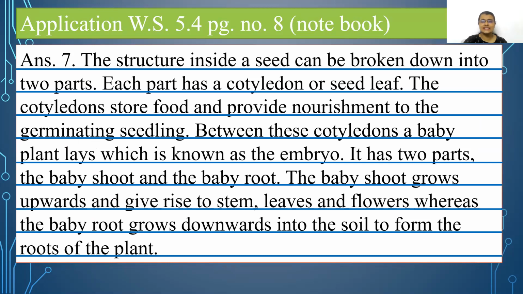So, the structure inside a seed can be broken down into two parts. Each part has a cotyledon or seed leaf. The cotyledons store food and provide nourishment to the germinating seedling. Between these cotyledons, a baby plant lies, which is known as the embryo. It has two parts, the baby shoot and the baby root. The baby shoot grows upwards and gives rise to the stem, leaves, and flowers, whereas the baby root grows downwards into the soil to form the roots of the plant.